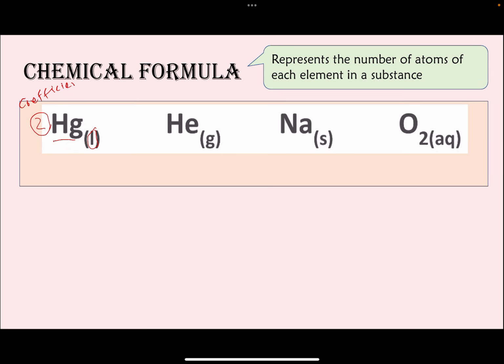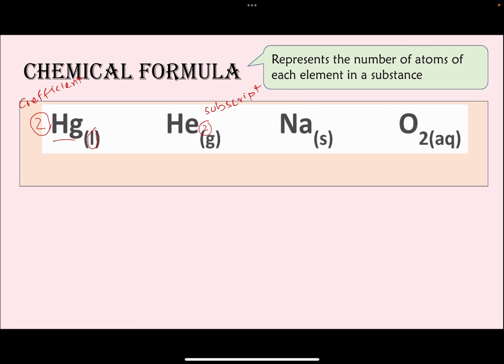And if, let's say, I want to say that I have 2 atoms of mercury, I would put a 2 as the coefficient. However, if I want to say that I have 2 atoms of helium, I'm going to put the 2 as a subscript instead of as a coefficient, and that is because helium is a diatomic element. So for the elements that are diatomic, if you want to say that we have 2 atoms of this element, we can put the 2 as a subscript, because this 2 represents that those 2 atoms of helium are bonded to each other.